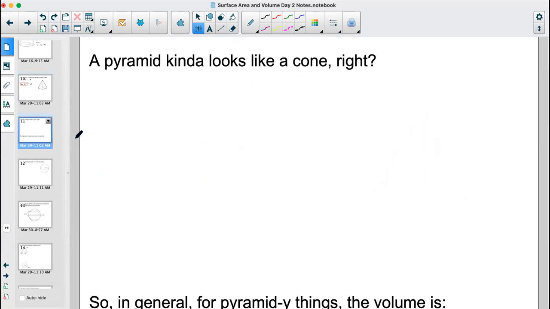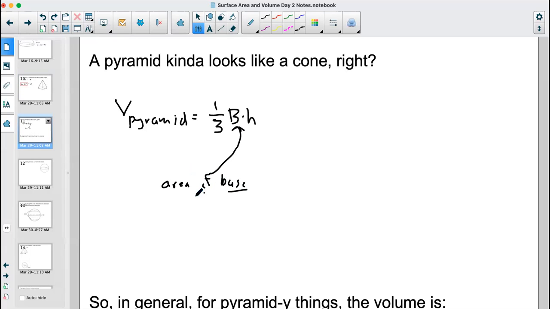Pyramids kind of look like cones. This is what I was saying in the previous video. The volume of a pyramid is 1/3 times the area of the base times the height. Pyramids sometimes have bases that are square, sometimes triangles, sometimes hexagons, whatever. This is the area of the base. We haven't really seen any of these funny pyramids yet, but we will. Times the height times a third.